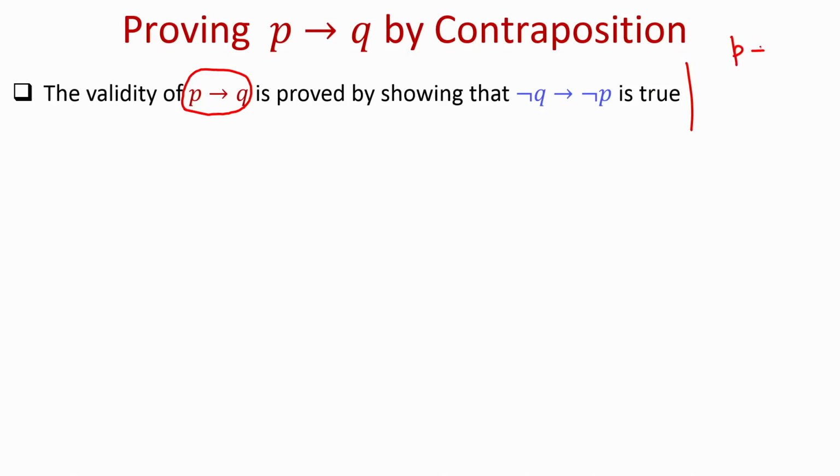Because we know that P implies Q is logically equivalent to negation Q implies negation P. That means both P implies Q as well as negation Q implies negation P take the same truth value. If P implies Q is false, then so is negation Q implies negation P. If P implies Q is true, then so is negation Q implies negation P.